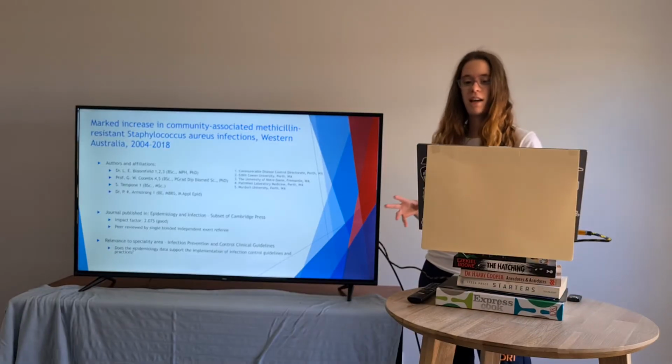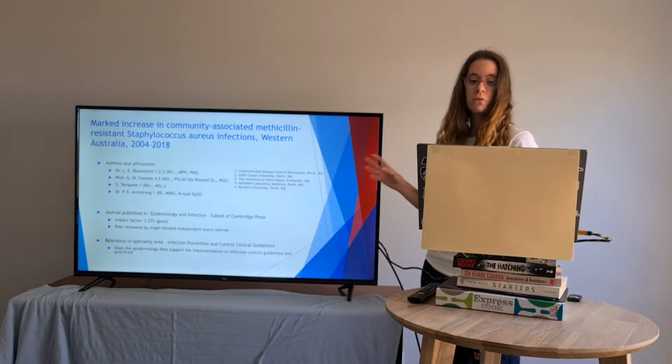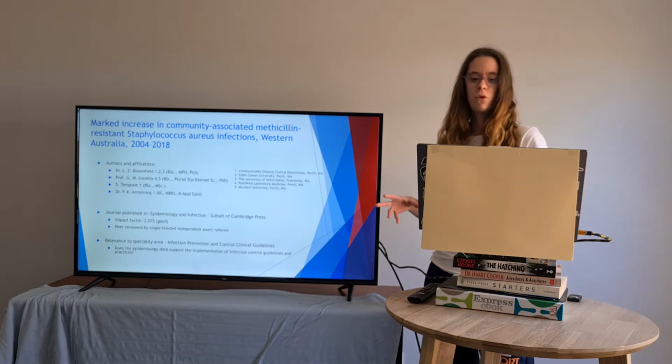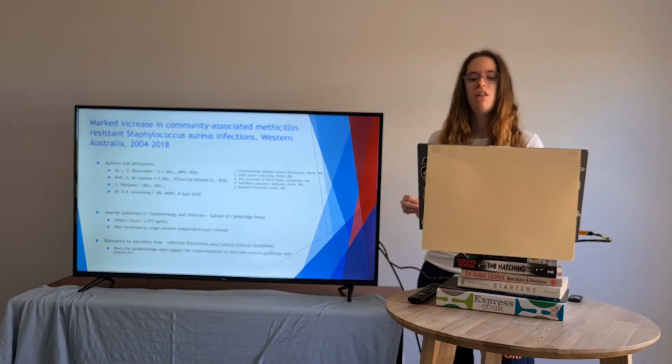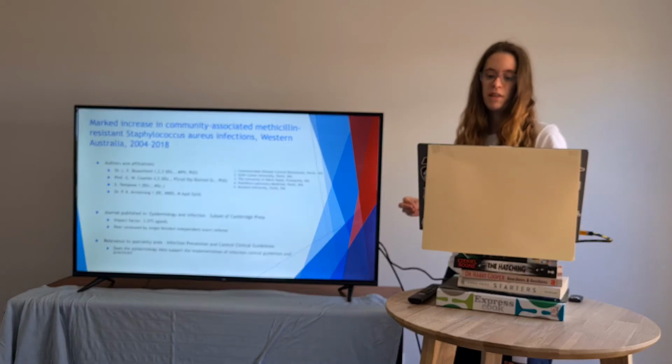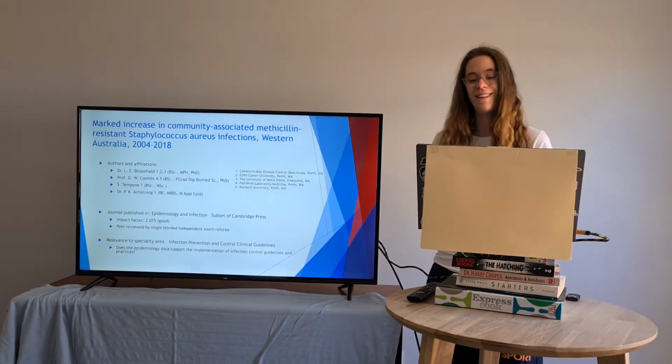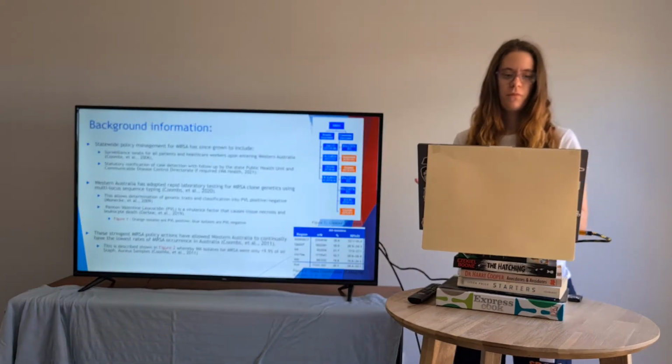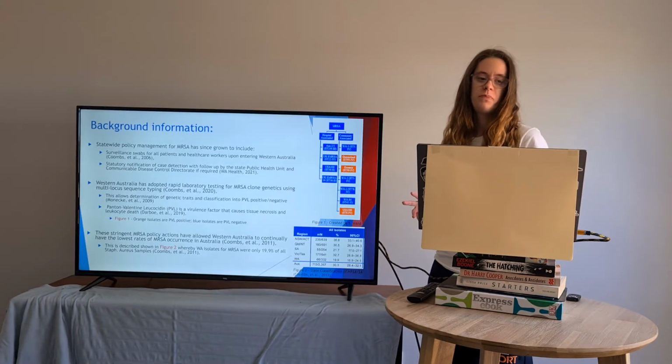Overall, this presentation has a goal of critically appraising this article, and I will then move on to explore how the epidemiology data can then be used to support the implementation of infection control guidelines and practices. A bit of background information.